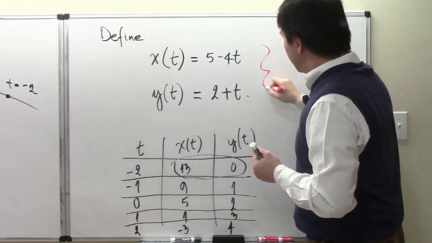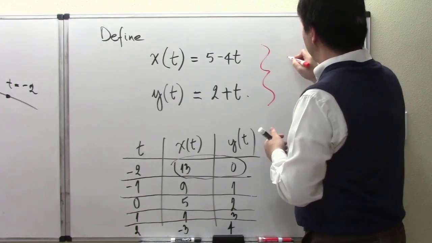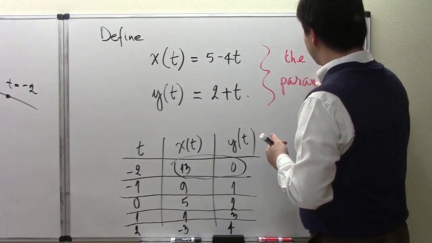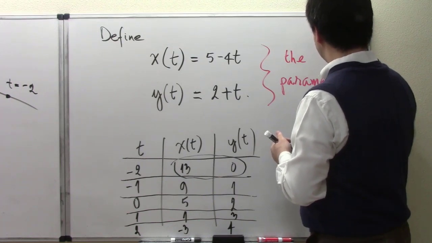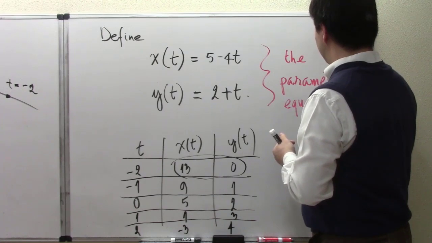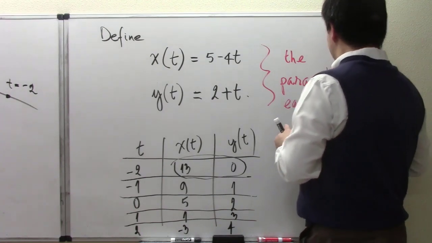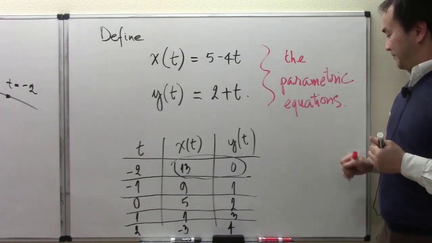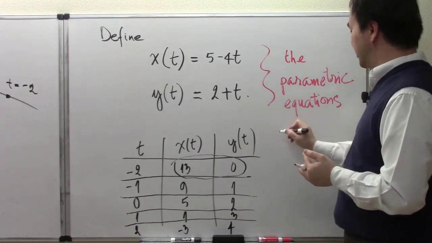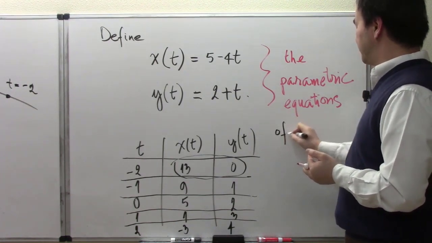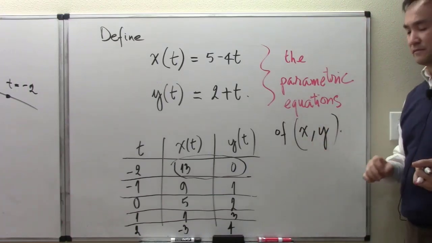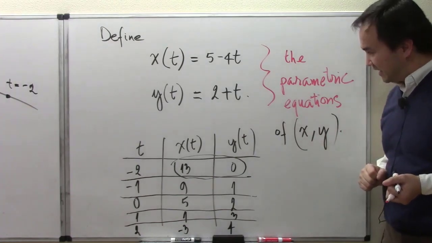Together, these two equations, we refer to them as parametric equations. To be precise, we can say parametric equations of a pair of coordinates x comma y right there.